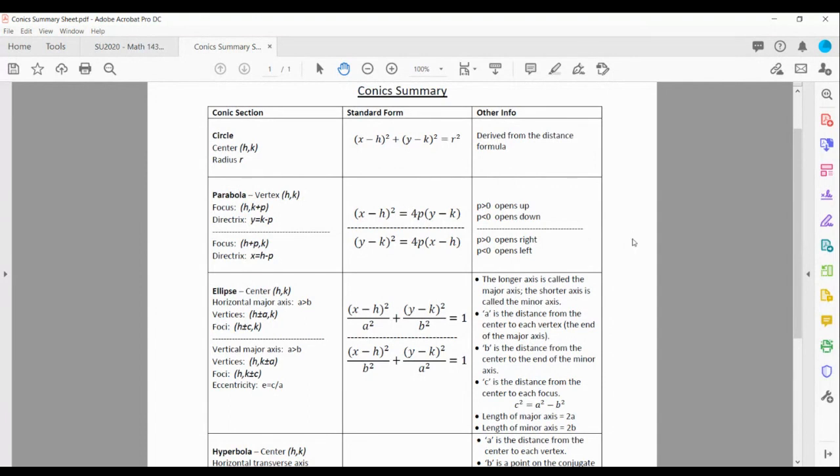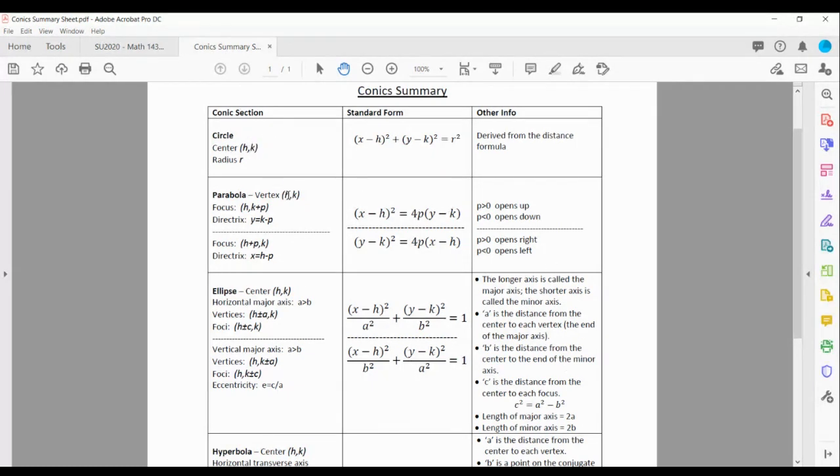So here's something we need to notice. The center of a circle is the point (h, k). The vertex of a parabola is (h, k). The center of an ellipse is (h, k). The center of a hyperbola is (h, k). So that's why h and k are so important, and they show up multiple times.